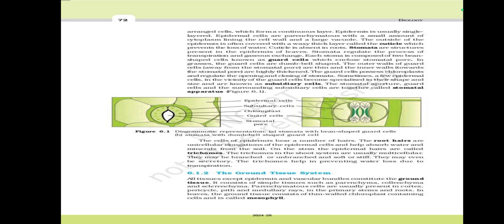The ground tissue system. The tissues except epidermis and vascular bundles constitute the ground tissue. It consists of simple tissues such as parenchyma, collenchyma, and sclerenchyma. Parenchymatous cells are usually present in cortex, pericycle, pith, and medullary rays in the primary stems and roots. In leaves, the ground tissue consists of thin-walled, chloroplast-containing cells and is called mesophyll.